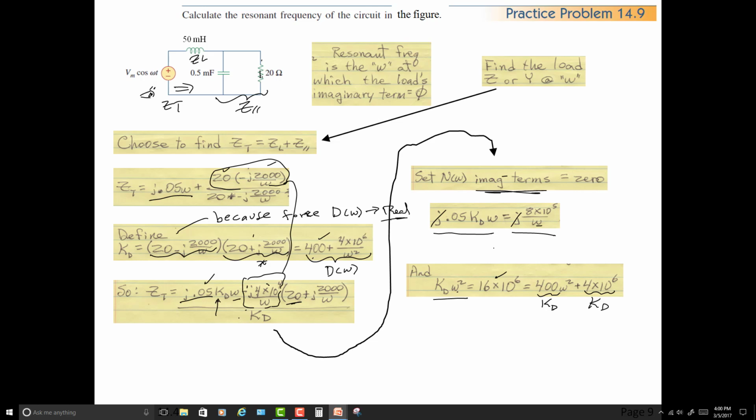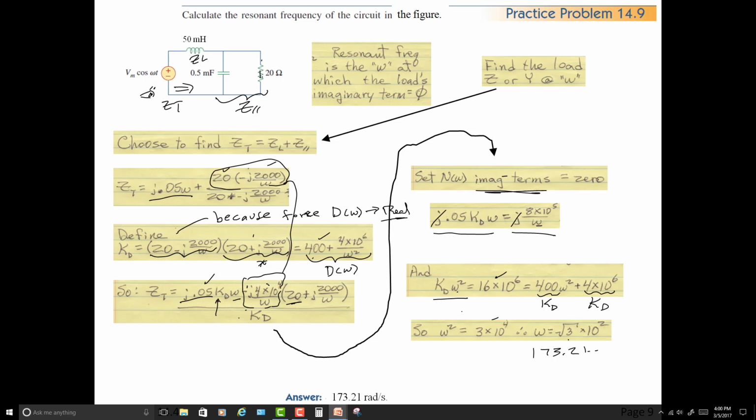All right. This should be relatively easy to solve now because we're just going to end up with omega squared, which is going to be 16 minus 4, so that's going to be 12 times 10 to the 6th divided by 400, right? 3 times 10 to the 4th. The square root of that is going to be the square root of 3 times 10 squared, or 100, right? So that's 173.21, or however much it goes. Okay, and that is what we see for an answer.